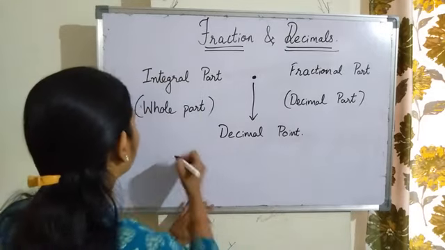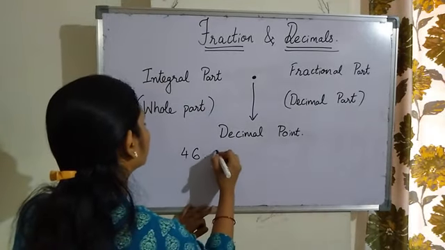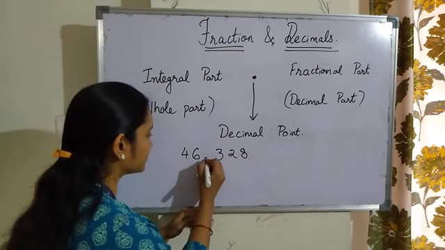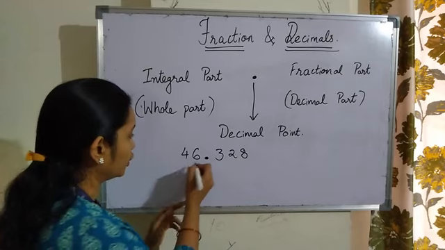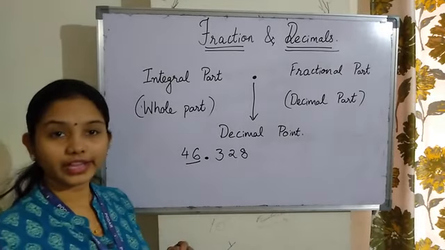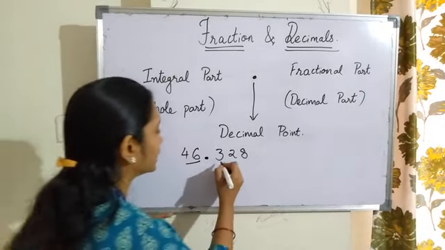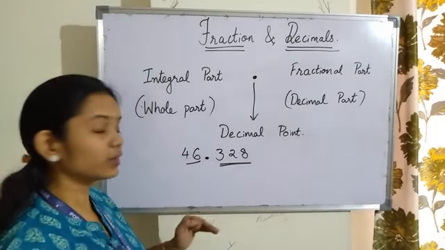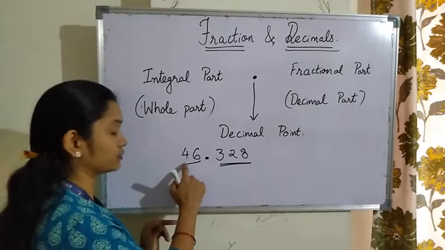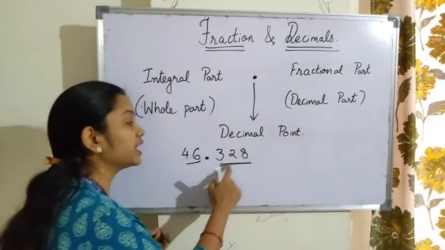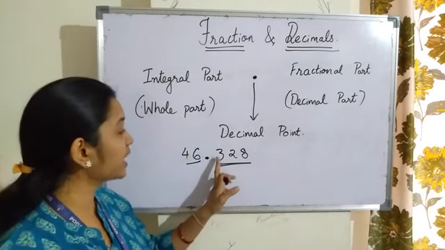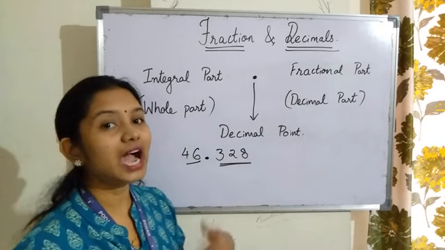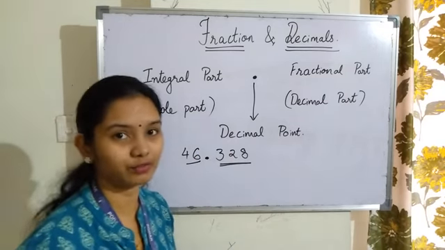Now, if I am having a number 46.328, as I am having the decimal point here, this is my integral part or whole part, and this part is called my decimal part. How to read this number? 46.328. We are going to read it as forty-six point three hundred twenty-eight.